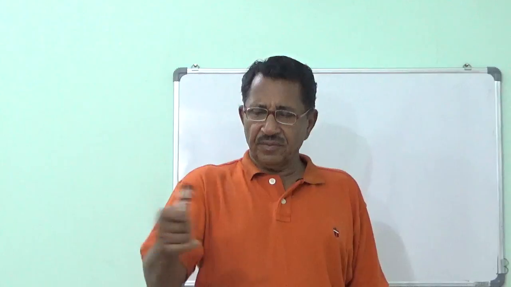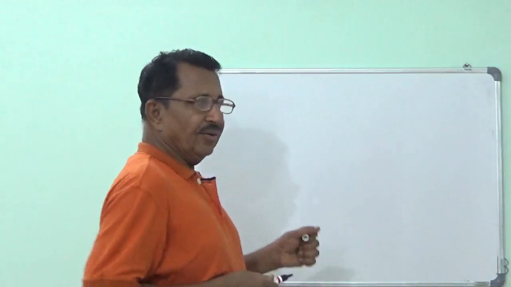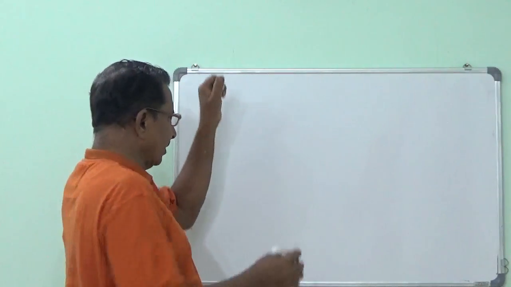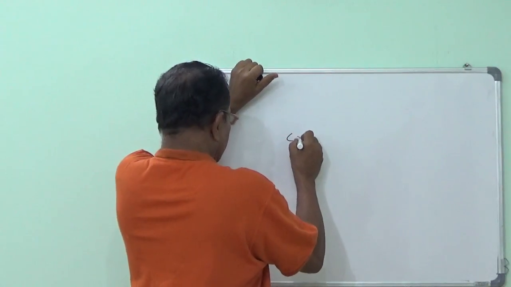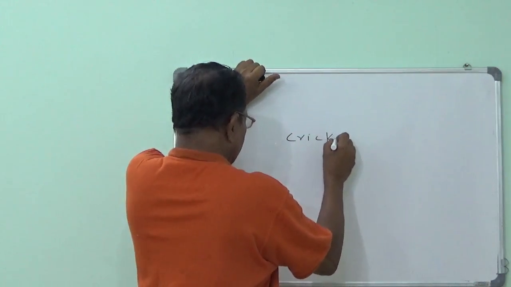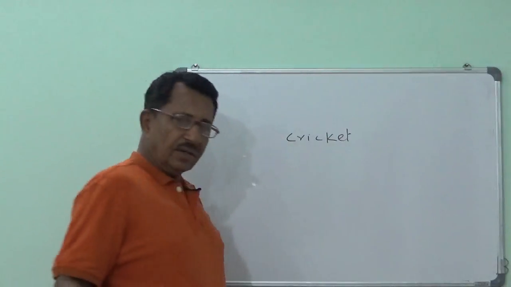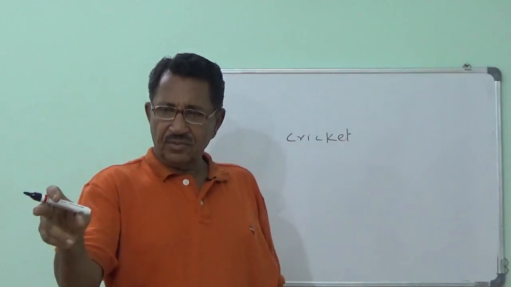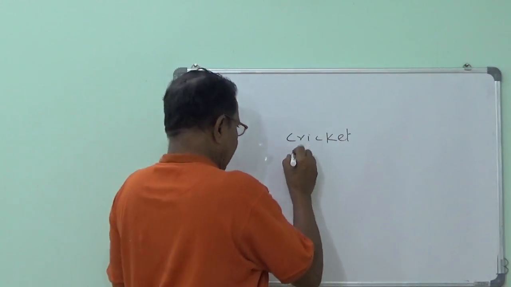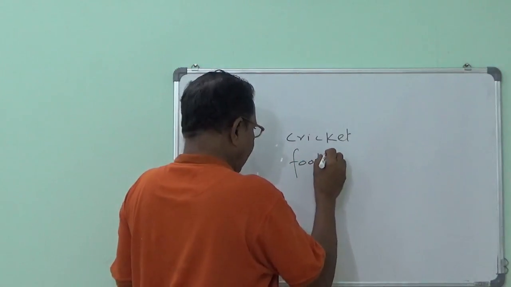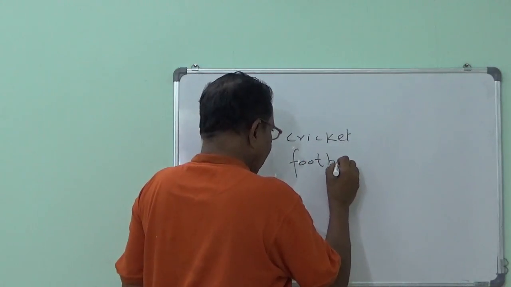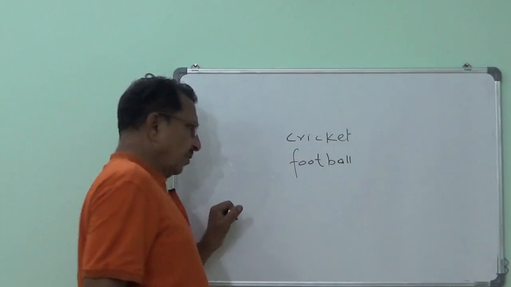Now you can see, which game you like most? This is your favorite game. I know, without anybody telling. Cricket. C-R-I-C-K-E-T. What about your game? Which game you like most? Football. Football. Why do you like football? Because you can run, huh? Yes. Football.